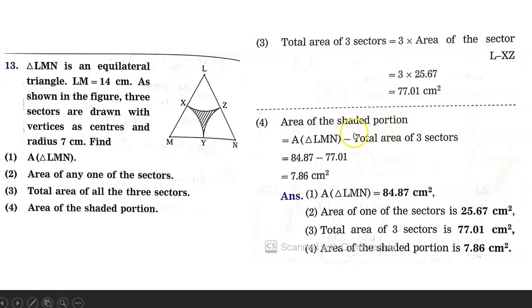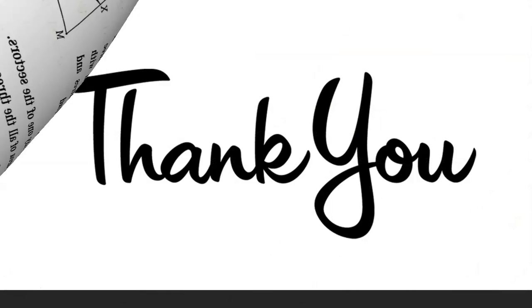Area of shaded portion is equal to the area of triangle LMN minus the total area of 3 sectors. So 84.87 minus 77.01. The shaded part is 7.86 centimeters square. Write the final answer. And with this, we end practice set 7.3.